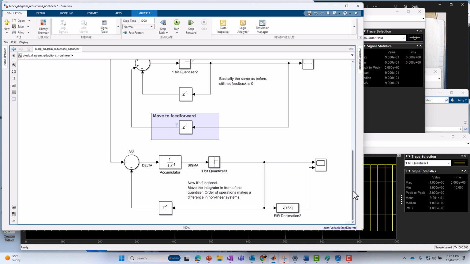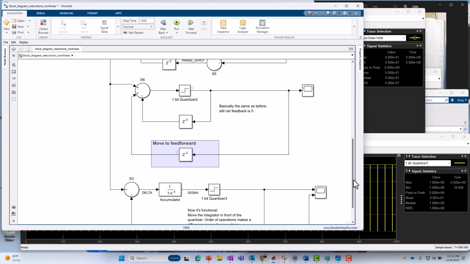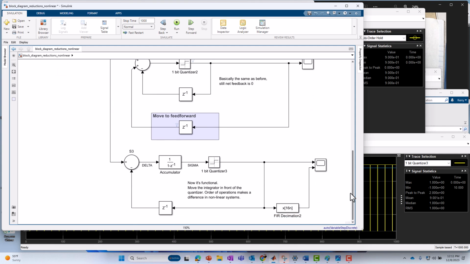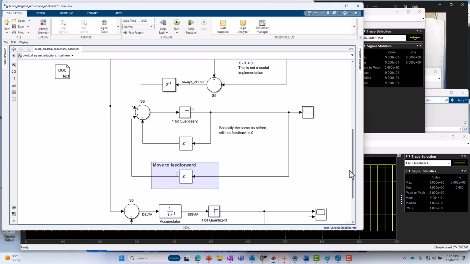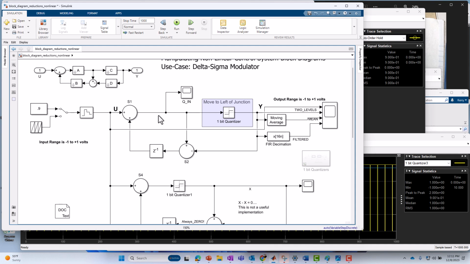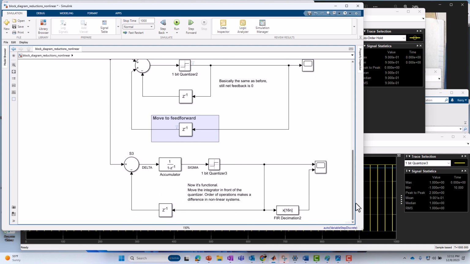Now, the interesting observation in all this is that you have to be careful with nonlinear systems because the order of operation matters when you do things. So I changed the order of operation. I moved this over here. That changes the order of operation. That changed the functionality. So in the end, I did have to do some manipulations which didn't exactly seem like they were leading anywhere.